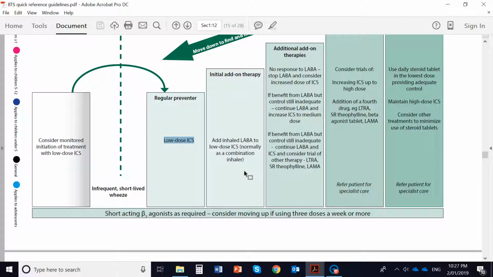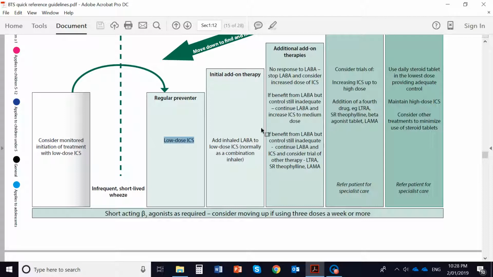So what happens is, whenever you use LABA and ICS together, you always try to make sure that you are not using more than the low dose. So you should use low dose and then you add LABA to it, instead of increasing ICS and adding LABA.